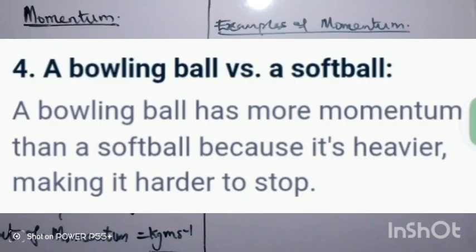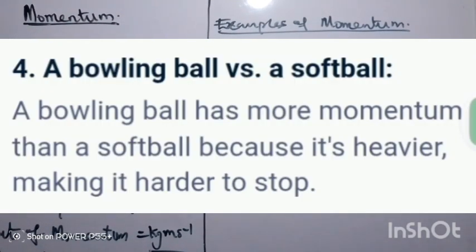Example four, a bowling ball versus a softball. A bowling ball has more momentum than a softball because the bowling ball is heavier and it's harder to stop. Therefore, it has more momentum than a softball.